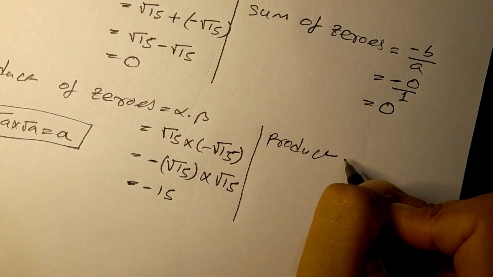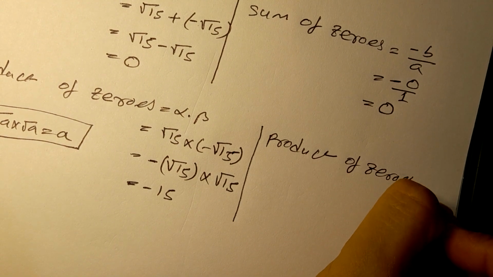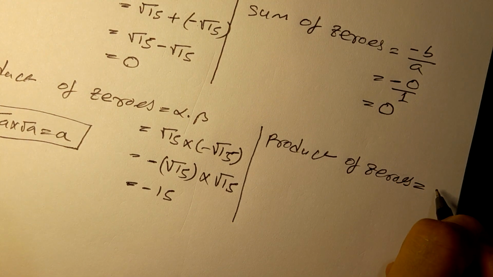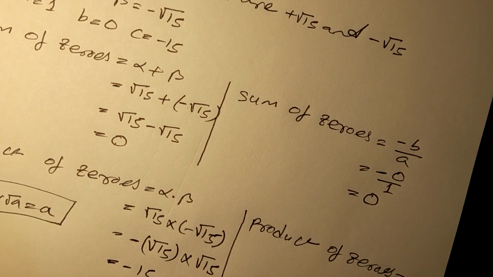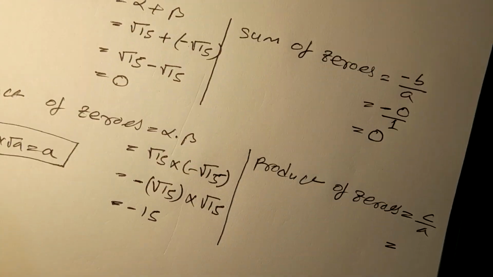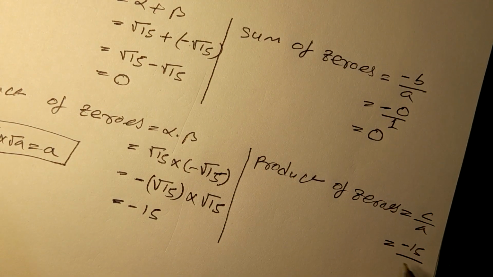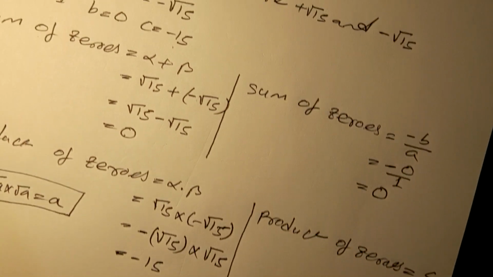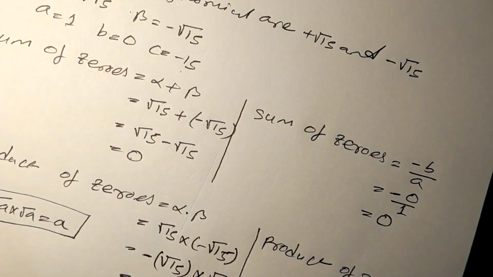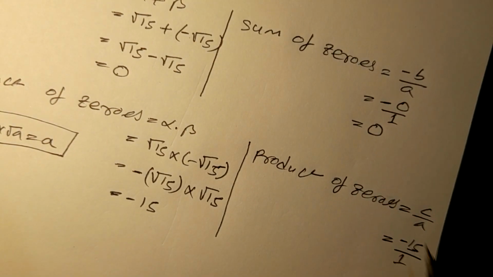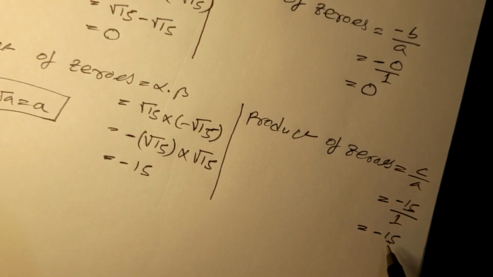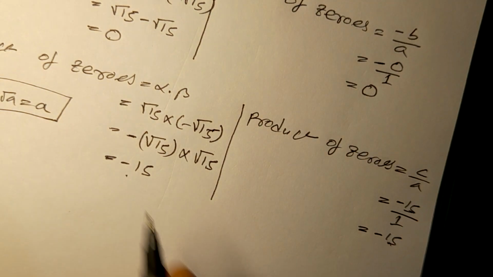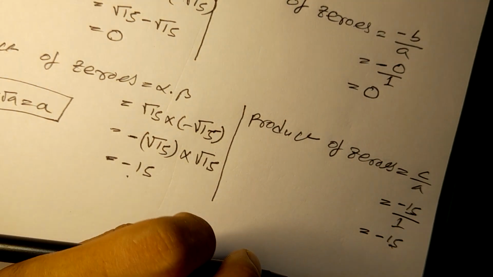Product of zeros, that is the formula c by a. What is the value of c? The value of c, we have minus 15. So minus 15 divided by a. The value of a is 1. So if you divide minus 15 by 1, it will give minus 15. So here also minus 15. Here we got minus 15 for the product of zeros.